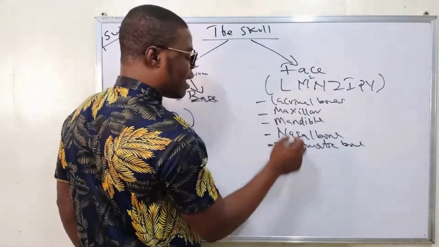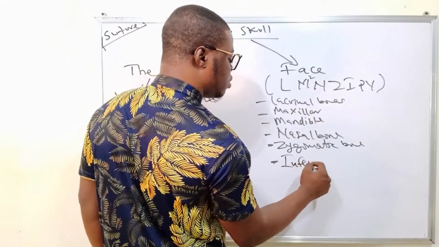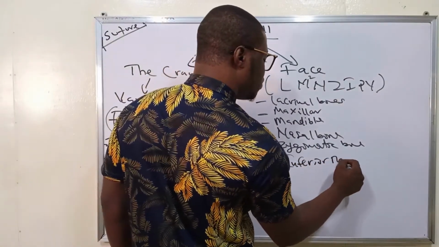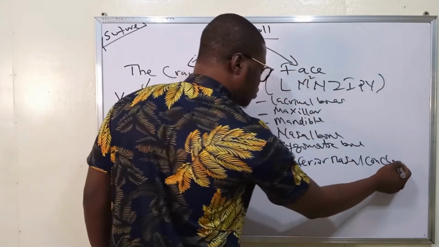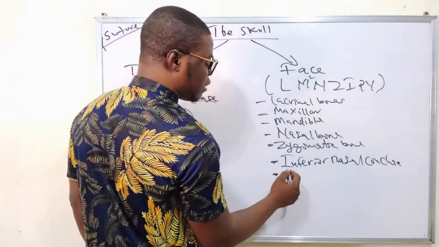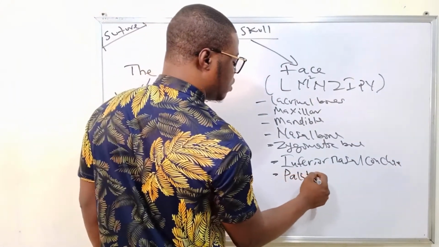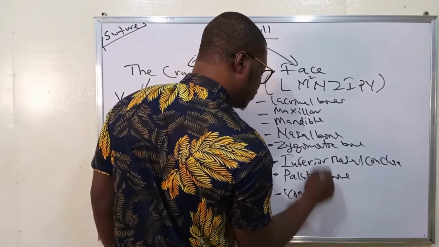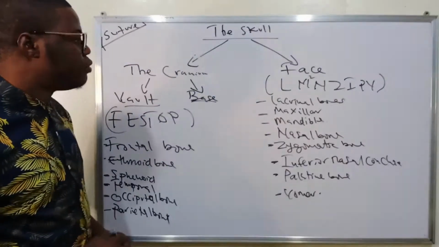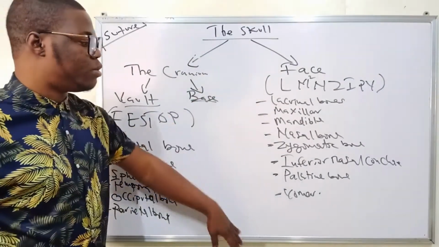After that, we have the I, the inferior nasal concha, from the part of the nose. And after that you have the P, that is the palatine bone. Then you have the V, which is the vomer bone. Now, that's a quick summary for this.